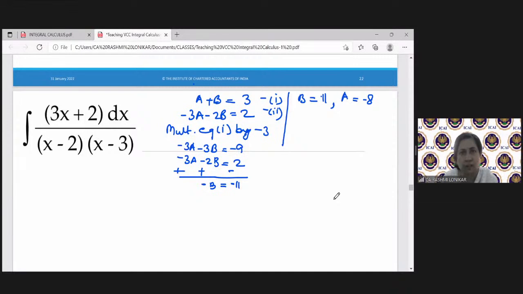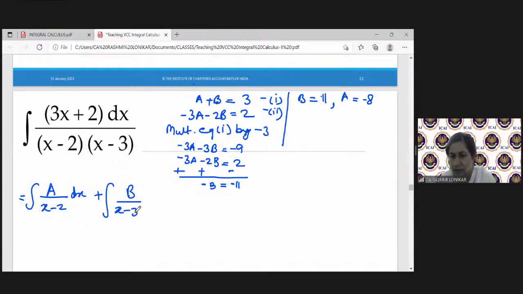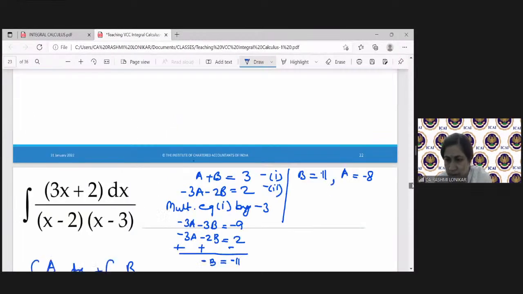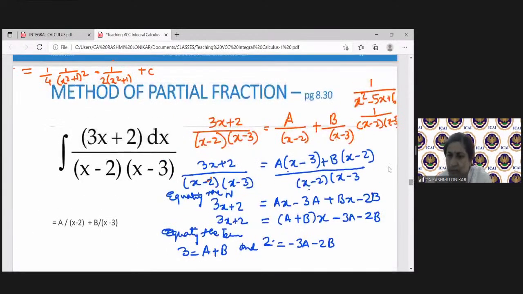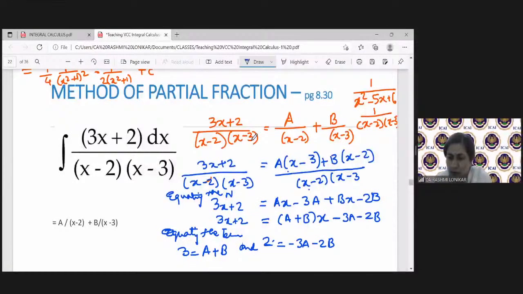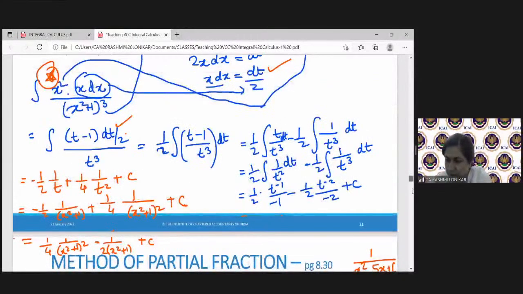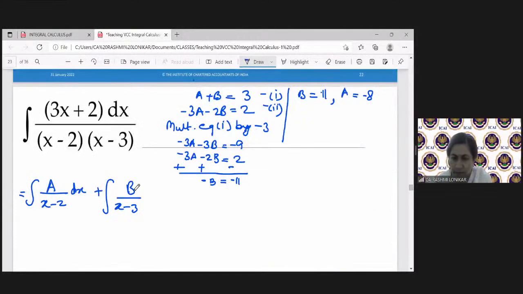I can use P and Q also. Okay, so this can now be written as the integration of A upon x minus 2 dx plus the integration of B upon x minus 3. Because that is what we tried to do here: we are writing (3x plus 2) upon (x minus 2)(x minus 3) as A upon this plus B upon this. So now I have found the values of A and B.